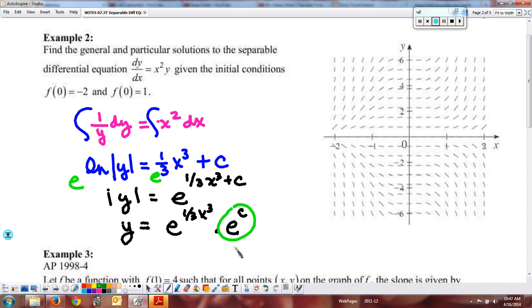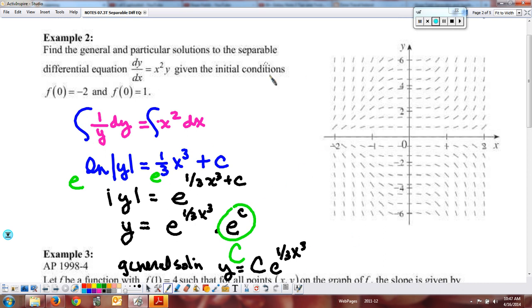And just like we were absorbing constants and making mega constants in the previous example, I'm just going to call that c. All right? So we're essentially going to end up with a general solution of y equals c e to the 1/3 x cubed. And that's going to be the general solution that I'm going to use. Okay, and then we'll go to part 2, which is fine given these initial conditions.